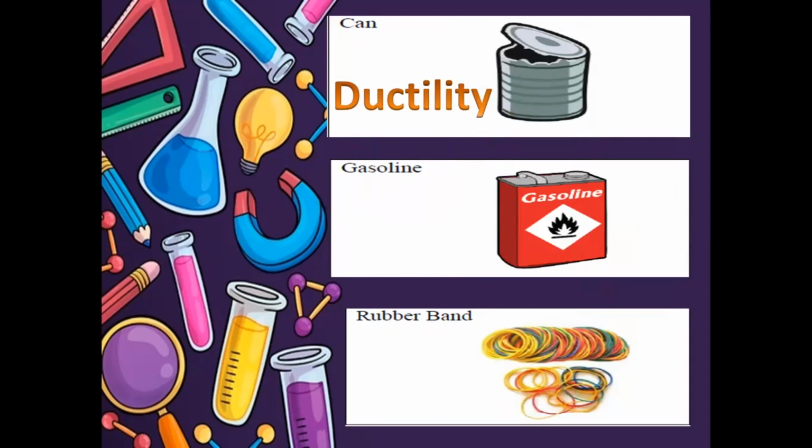Next is gasoline, or gasolina. What property of matter do we have for gasoline? That is flammability or combustibility. Ito ay mabilis mag-apoy. Next, we have the rubber band. Elasticity. Nababatak. Rubber band nga siya eh. Siya ay nag-elastic. Okay. So again, we have different properties of matter.